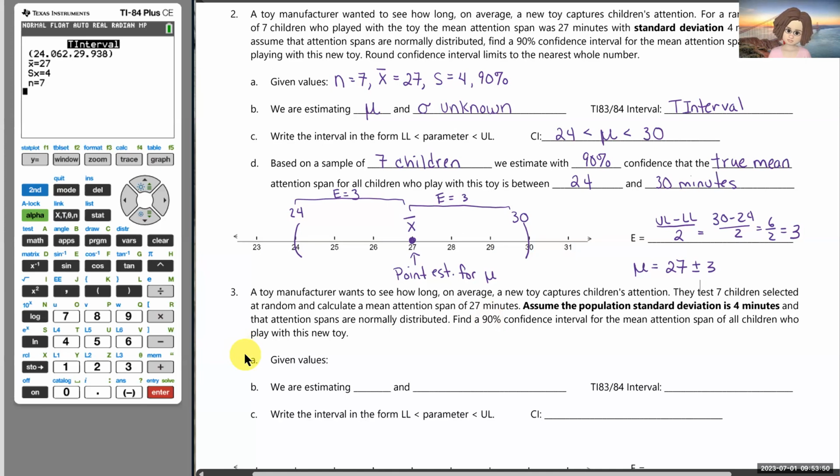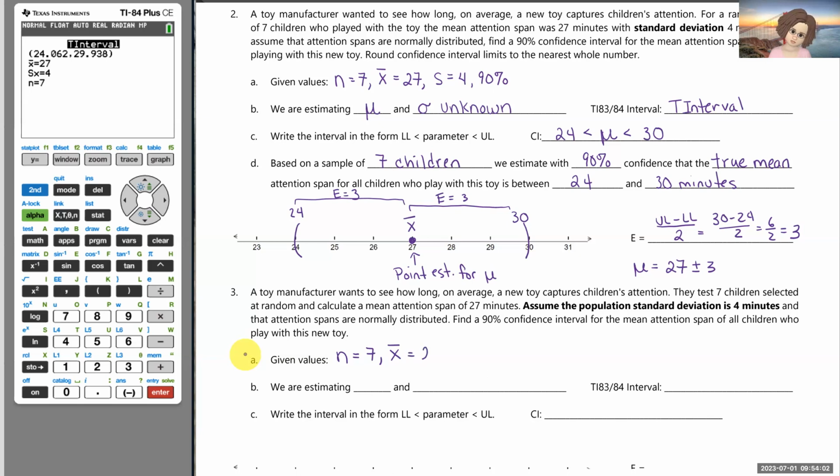All right, so as we're summarizing the values here, n is 7, so that didn't change. And the mean for those 7 children had a calculation of 27 minutes, so that's the same. Then, assume the population standard deviation is 4 minutes. So that is our sigma. That's for the entire population. They're going to make that assumption. And we're still doing a 90% confidence interval.